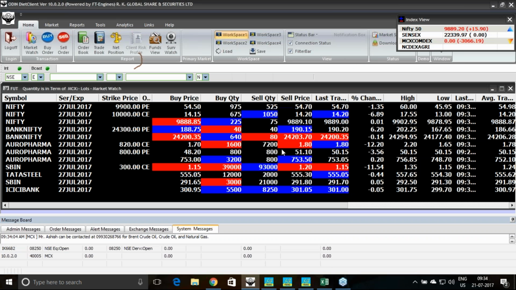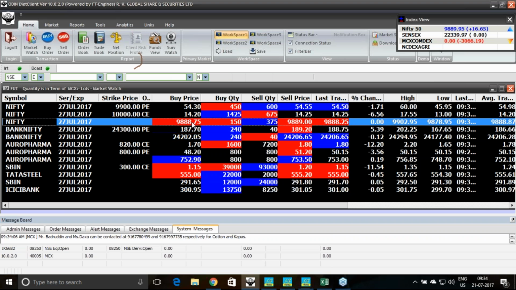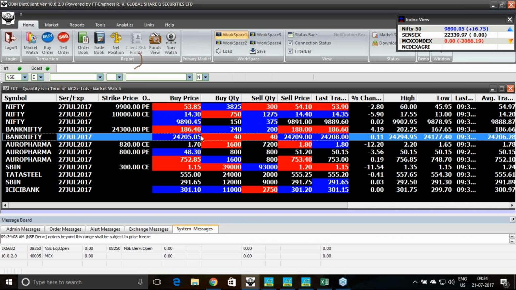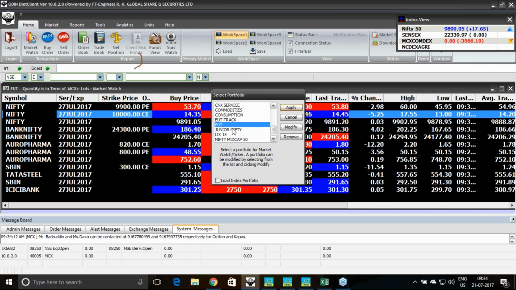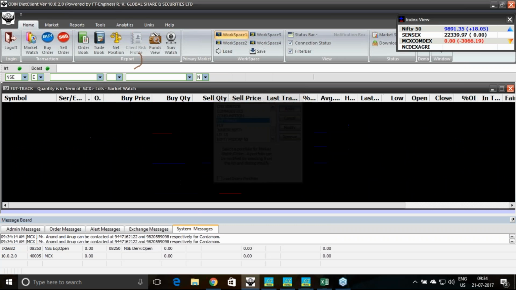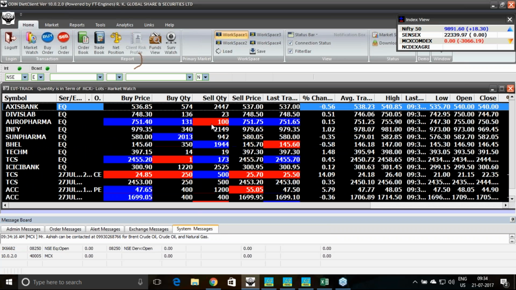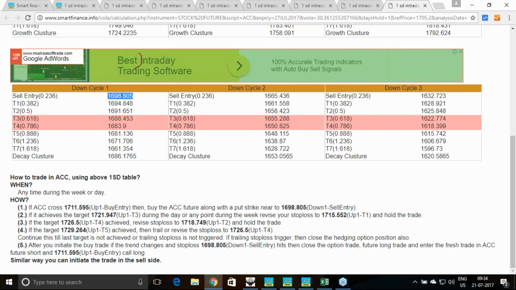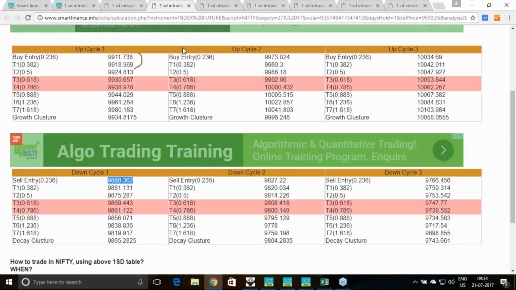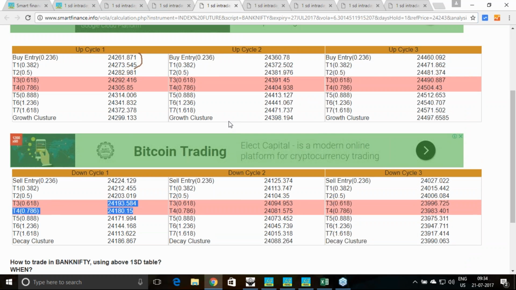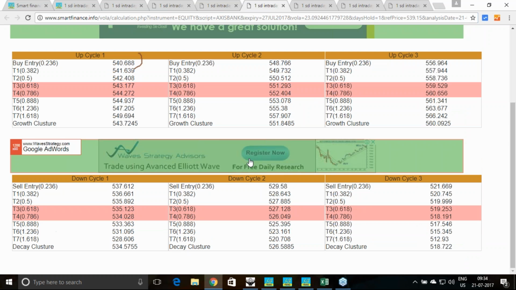Give side. So the Nifty futures are sold. Bank Nifty we are waiting for; it is already in a penetration mode. And here Axis Bank also we did analysis. I'll just go to the Axis Bank analysis.